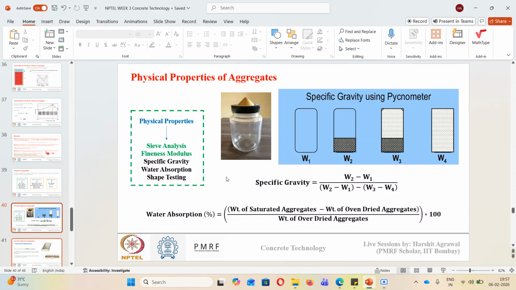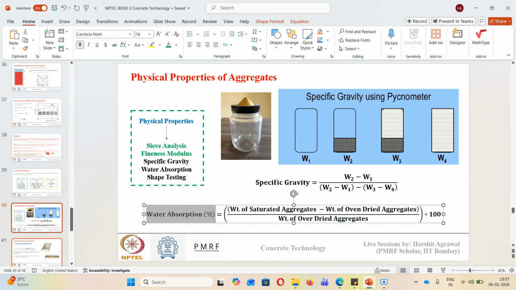Now, water absorption also we have talked about. If I have higher surface area of aggregate, it has higher water demand. And how can we estimate the water demand? I will take one aggregate which is completely saturated with water and I will oven dry it, and I will record the difference in weight. The difference in weight is due to evaporation of water. So evaporation of water upon weight of dried aggregate, the ratio will give me the water absorption of aggregate.